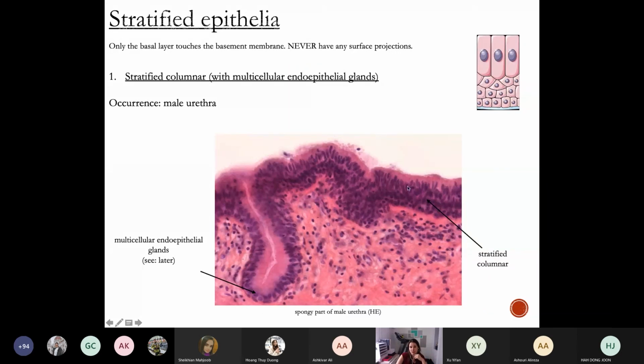So stratified columnar: the uppermost layer closer to the lumen has columnar cells, so oval nuclei. The other layers could be either cuboidal or columnar. You can see them here. But the uppermost layer is always columnar.